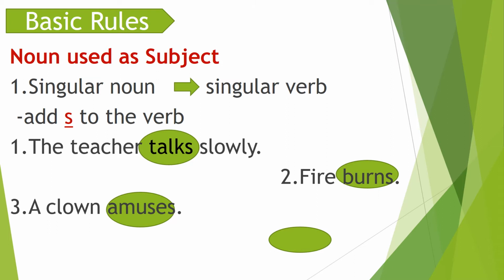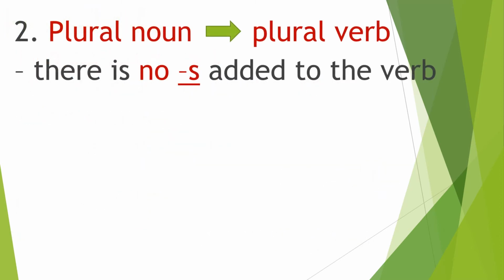Another example is a clown amuses. The subject in the sentence is clown, which is singular noun, and it takes a singular verb, which is amuses. Last example, we have one cat runs away. The subject in the sentence is cat, which is singular noun, and the verb here is runs, which is in singular form. Right. Let's proceed to rule number 2.